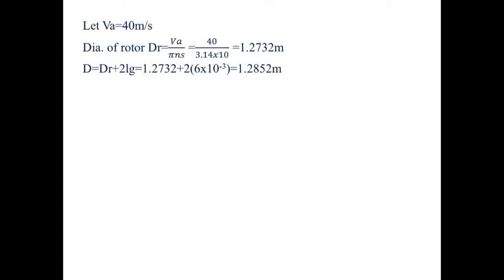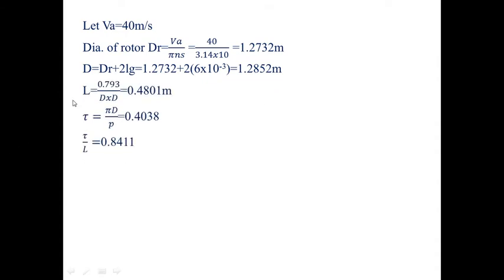So next we will take V as 40 meter per second, that is peripheral speed as 40 meter per second. So diameter of the rotor dr equals Va divided by pi into Ns. Substituting this value, you will be getting 1.2732 meter. Now D is equal to dr plus 2 Lg. Substituting this value, you will be getting stator bore diameter as 1.2852 meter.